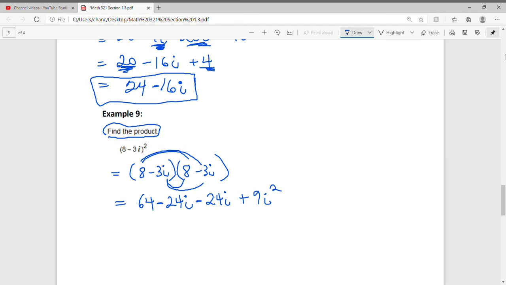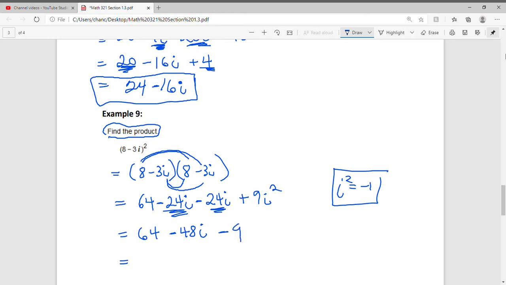Now let's simplify. We have 64. These together make negative 48i. And we all know what 9i squared is. i squared equals negative 1. So 9i squared is negative 9. 64 minus 9 is 55 minus 48i. And that's the simplest we can make this problem. We are done with example 9.